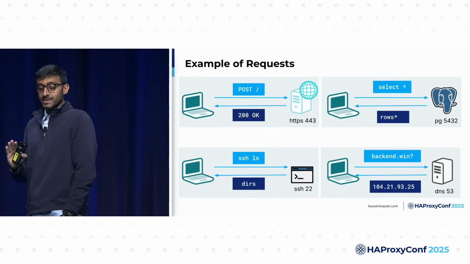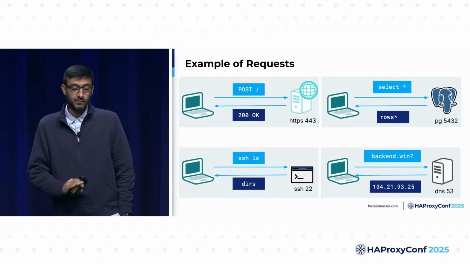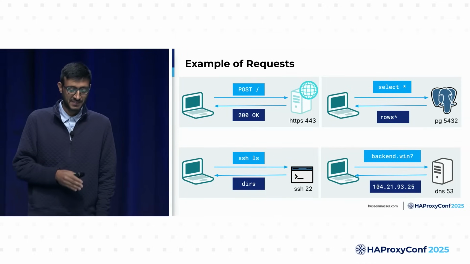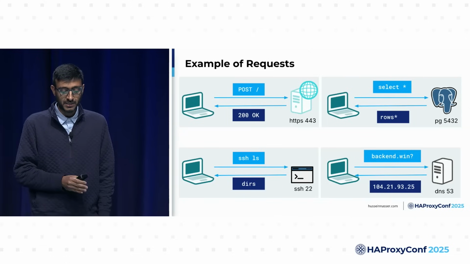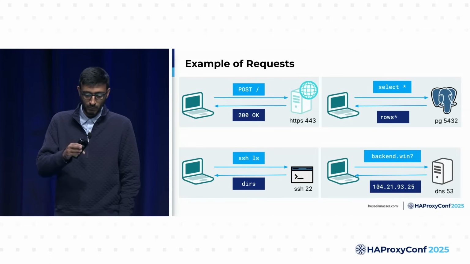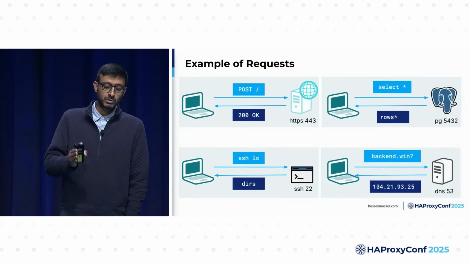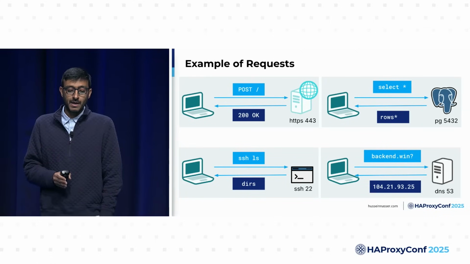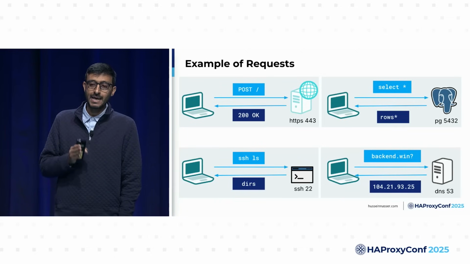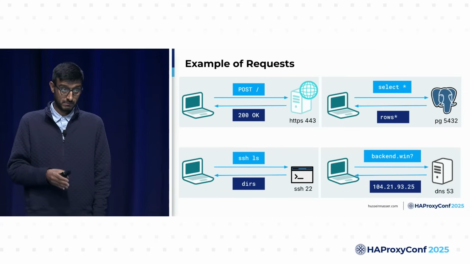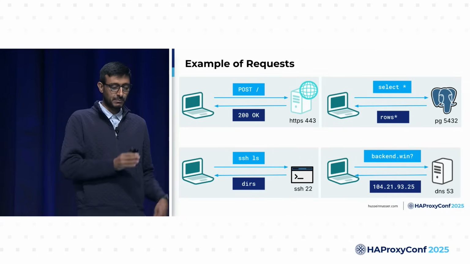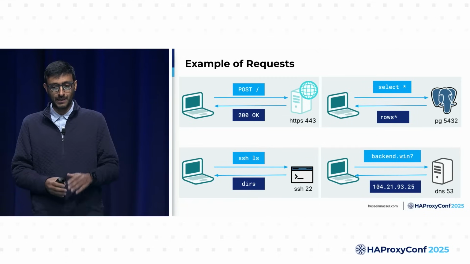So here are a few examples of requests. To the top left, we have a classic HTTP request. Well, HTTPS, because we have encryption on port 443. We're sending a POST request. The client, in this particular case, understands how to write an HTTP request. Why? Because there is an HTTP library that has been baked into the client.